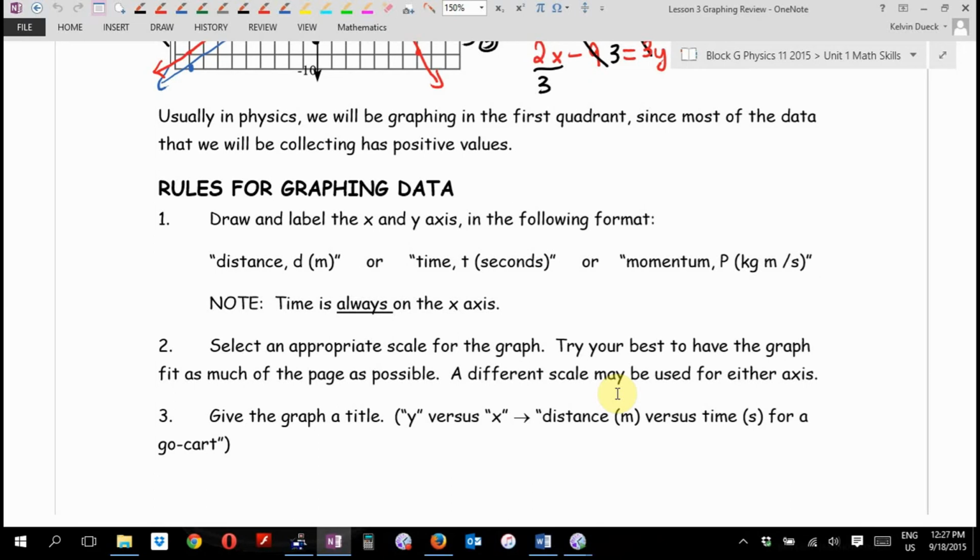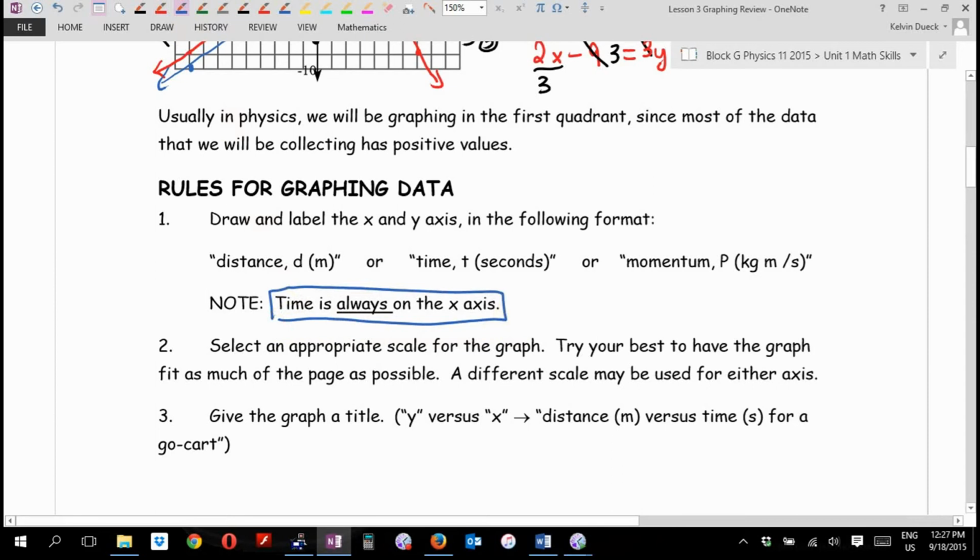Oh, and a little note, time is, you know what? I'm going to say almost always on the x-axis because there is one lab that we might get to later on this year where we are going to put time on the y-axis because the curve is nicer. But when in doubt, time goes on the x-axis.